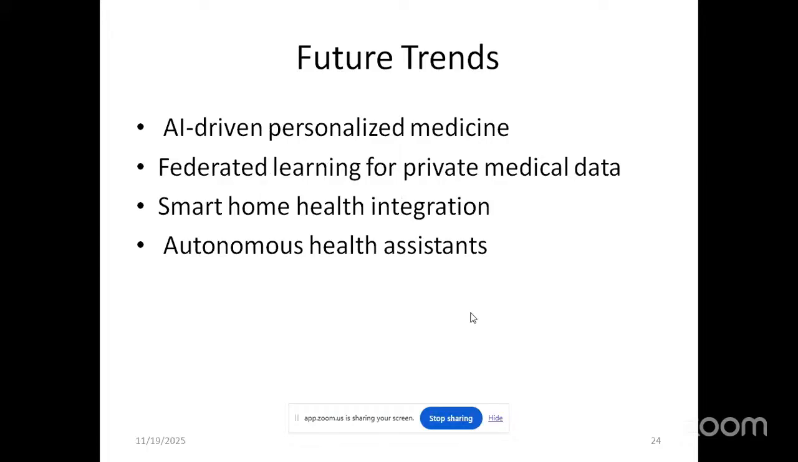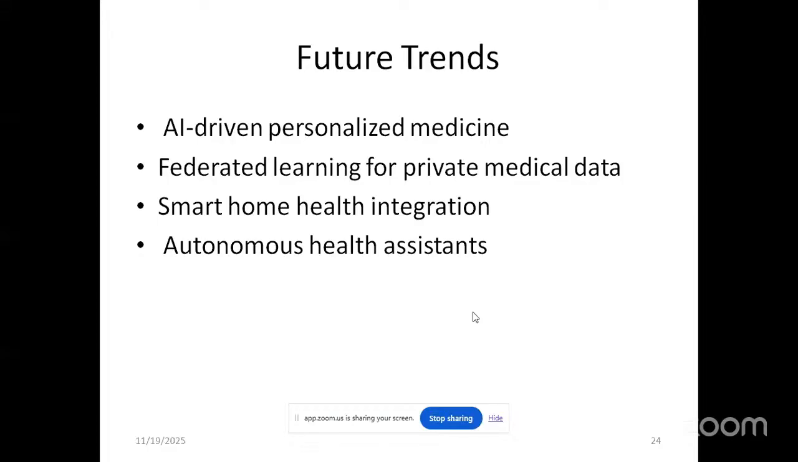What are the future trends? Actually, future trends include AI-driven personalized medicine. AI-driven means the AI analyzes the human body, your blood and your heartbeat, finds the problem, and selects and advises the medicines that fit your body.